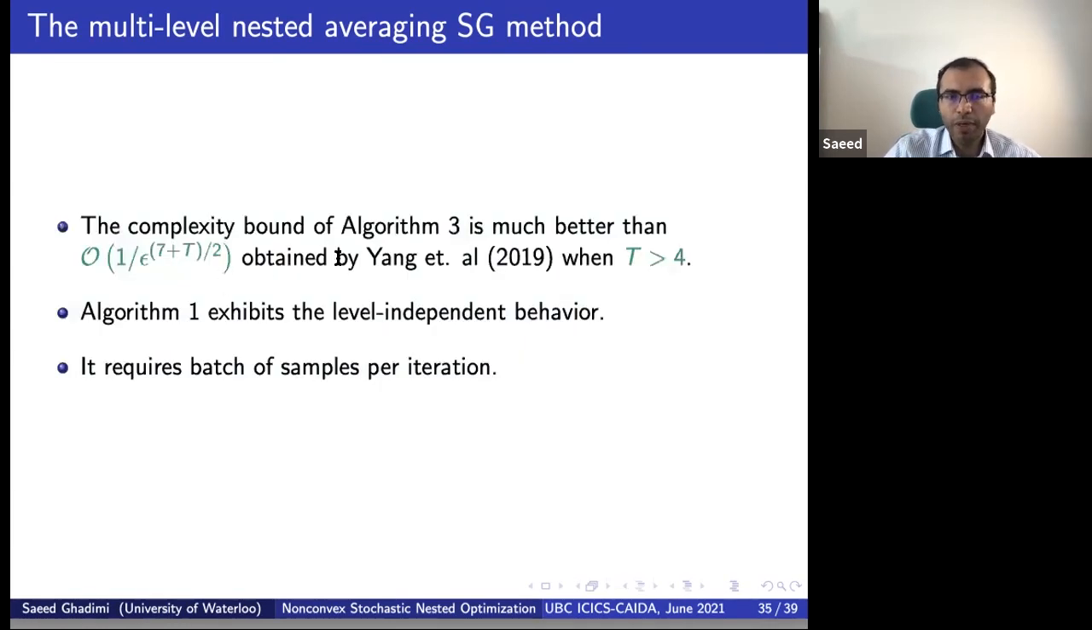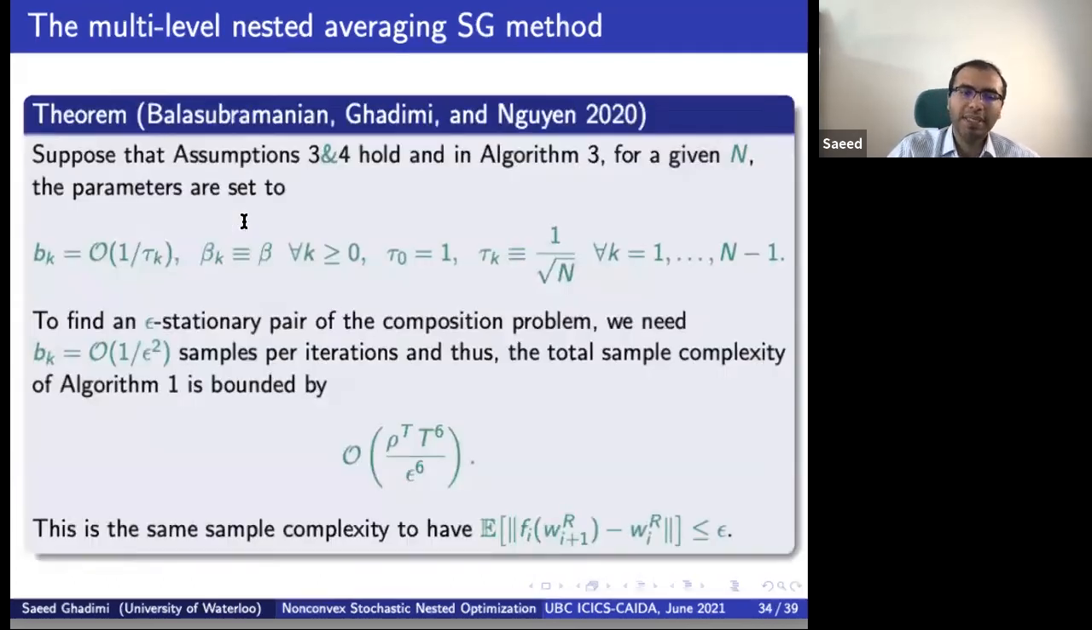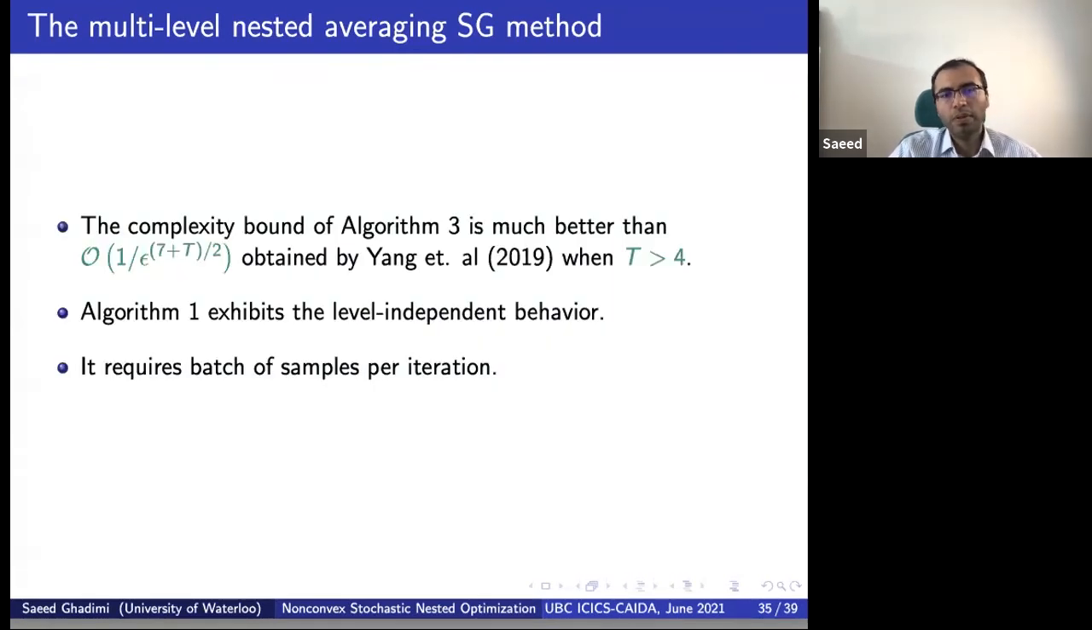So the best bound for this one was 1 over epsilon to the power of (7 + t)/2. As you can see here, the complexity bound depends on epsilon and t, and by increasing t, you will exponentially increase the dependence on epsilon. In our complexity bound, however, which is worse than 1 over epsilon to 4, there is no direct dependency between t and epsilon. The power of epsilon here is fixed. However, you need a batch of samples per iteration.